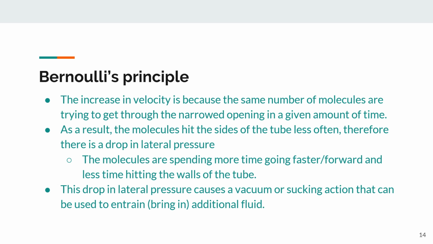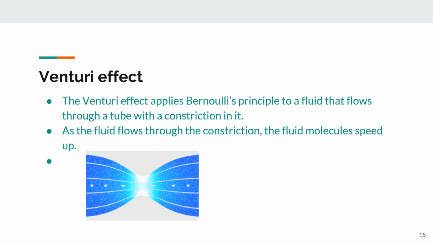I know you're like, what the heck are you talking about? I'll try to explain here in the next few slides. So you get this Venturi effect, and that basically applies Bernoulli's principle to allow fluid to flow through a tube with a constriction in it. And as this fluid flows through the constriction, the fluid molecules speed up.